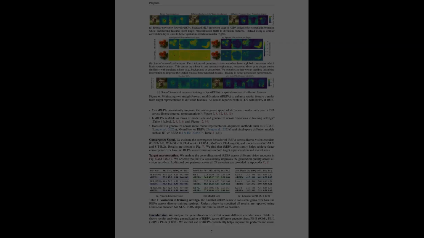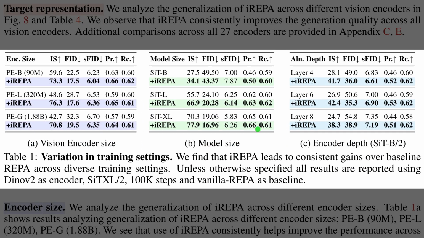So, after Figure 6 showed the mechanism changes, Table 1 reports how those tweaks translate into numbers across training settings. The left block varies encoder size and shows that iREPA boosts inception score and lowers FID for all three perception encoders, with gains growing for larger encoders. The middle block scales diffusion transformer size and again shows bigger models benefiting more. The right block changes alignment depth and still shows consistent improvements, which signals that the method is quite robust.